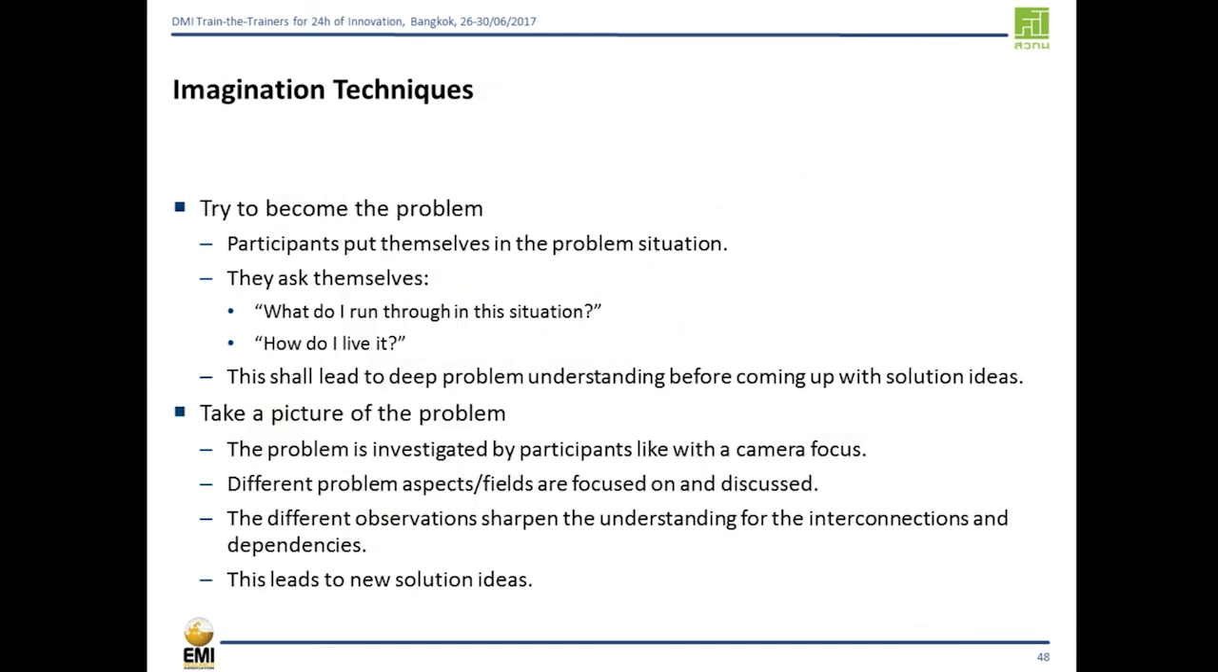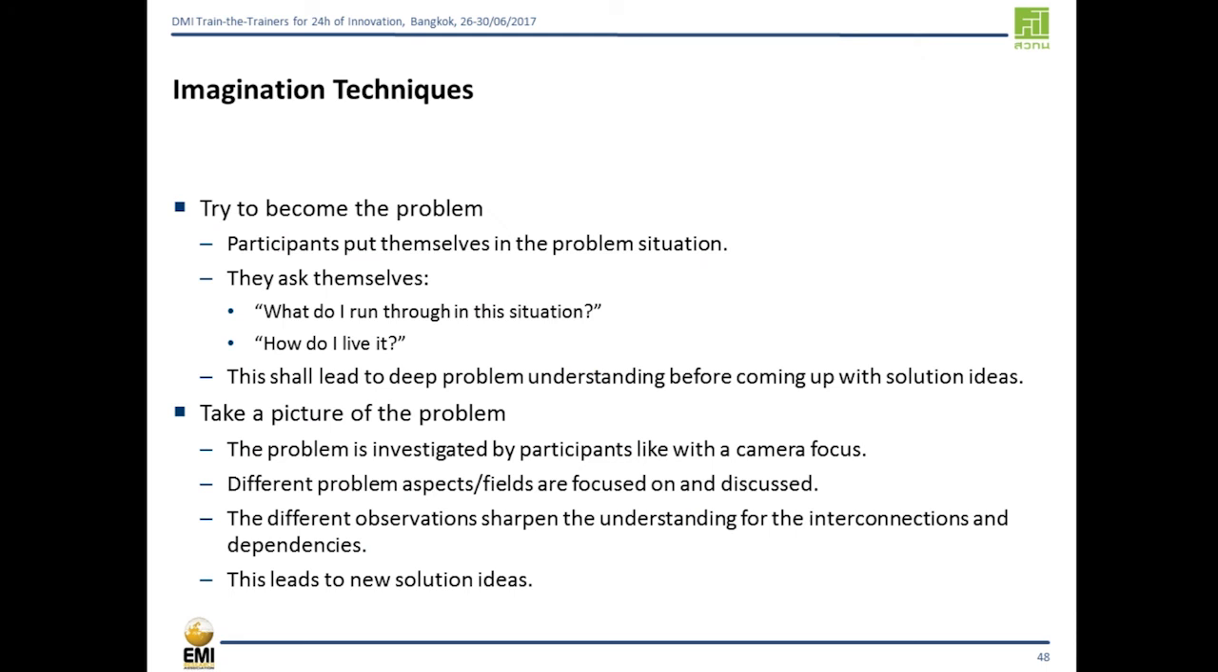Then some imagination techniques. These ones I also like, very much like role games. So put the designers in roles and let them think. So try to become the problem. Put yourself more or less in the position that you are affected by the problem. So not as the designer who has to design a solution for a problem, but think that you are really in that position. For the dental application, maybe they told you, first put yourself in the position of having toothache, and being in the office, having toothache.